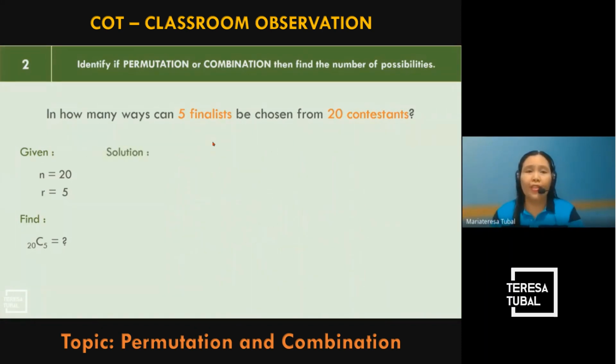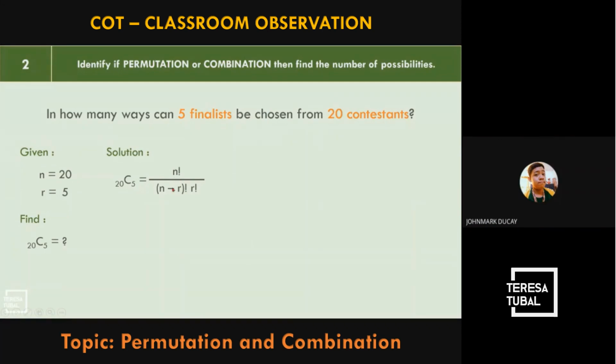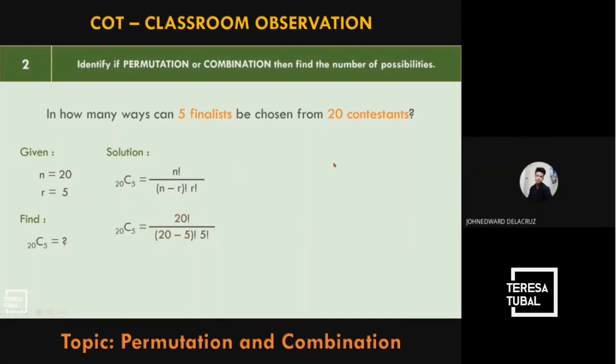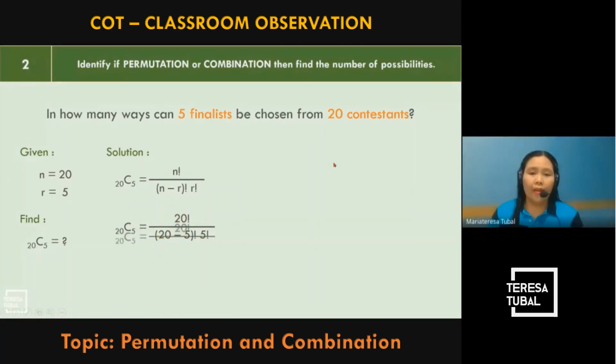So let us proceed. Anyone would like to replace the value of N and R? 20 factorial over 20 minus 5 factorial times 5 factorial. Okay, very good. So yung sinabi ni Dukay class, eto yun. So anyone would like to solve the denominator? 20 minus 5? 20 minus 5, 15 po. Okay, correct. And then the rest, the numerator copy 20 factorial, the denominator copy 5 factorial.